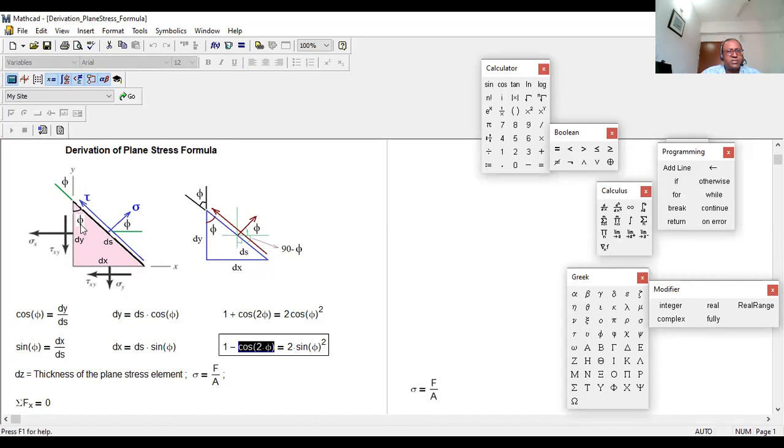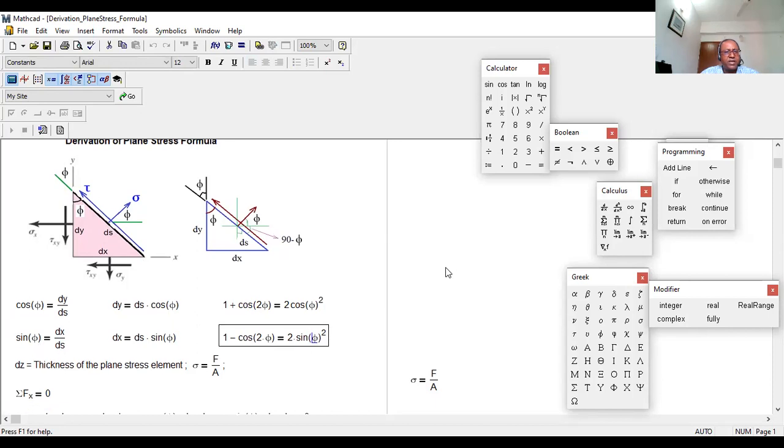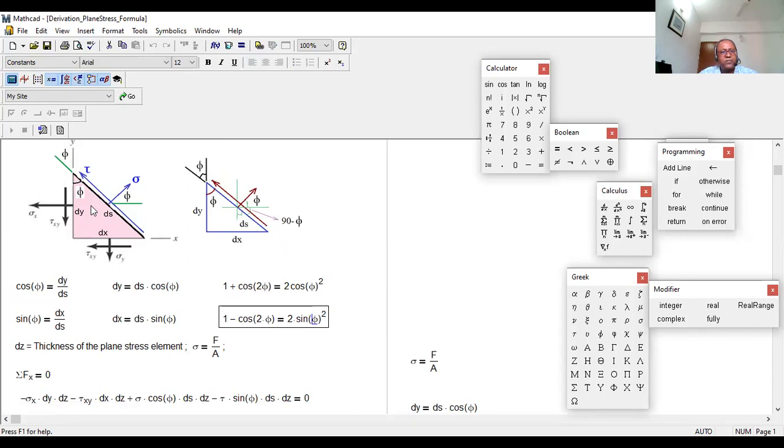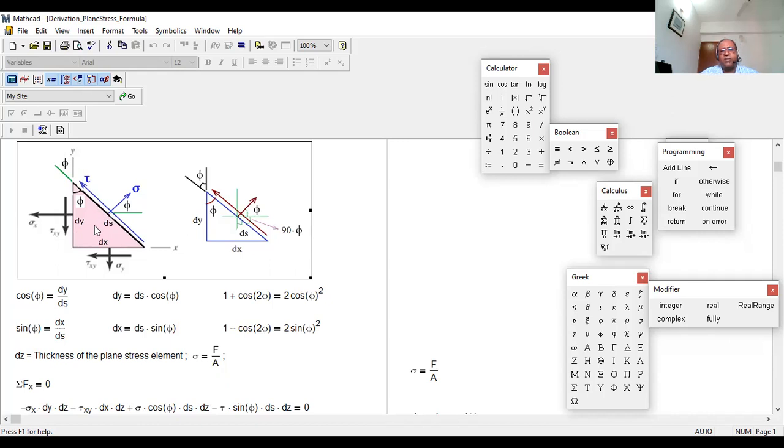I put it over here: what is cos phi? Cos phi will be base by hypotenuse, so this is dy by ds. Similarly, sine phi. Then I just put these formulas: 1 plus cos 2 theta equal to 2 cos square theta, 1 minus cos 2 theta equal to how much? That's what I put over here. And I am thinking the thickness of the plane stress element is dz. And this is the fundamental formula, so we can figure out F equal to sigma into A. Now, right over in this body, we'll apply the formula.